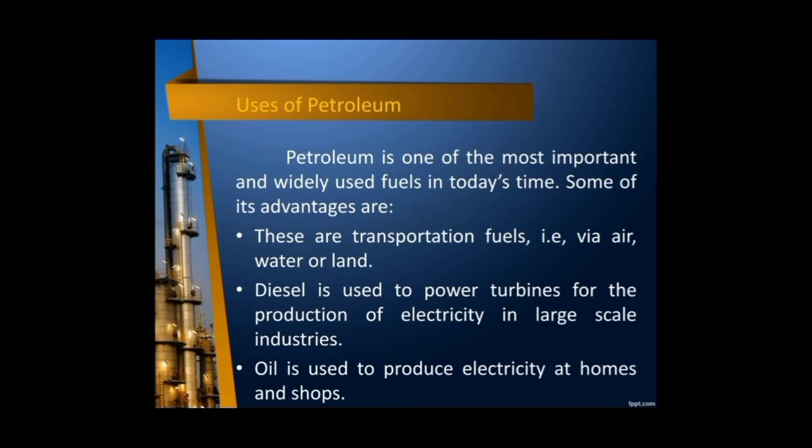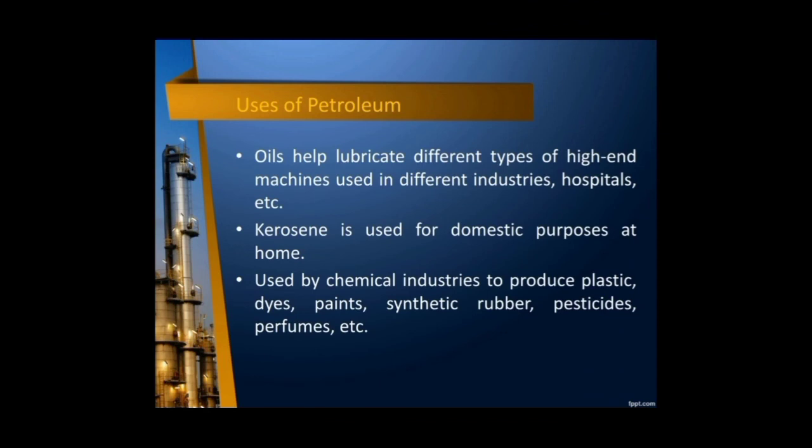Oil is used to produce electricity at homes and shops. Oils help lubricate different types of high-end machines used in different industries, hospitals, etc. Kerosene is used for domestic purposes at home. It is also used by chemical industries to produce plastics, dyes, paints, synthetic rubbers, pesticides, perfumes, and so on.